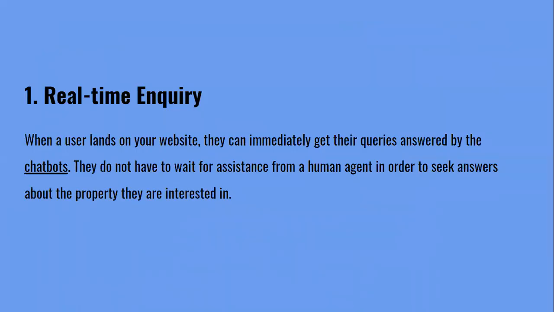Number 1, real-time inquiries. When a user is on your website, they can immediately get the answers they need from the chatbot. We know you're busy. We know you're out with clients. We know you're working on marketing. Sometimes you're not there, and a lot of clients want instant gratification. So this is a way for you to utilize a chatbot so they're not waiting for human assistance, but are able to get answers about a property they're interested in, or information, or schedule a showing without you necessarily being right there.